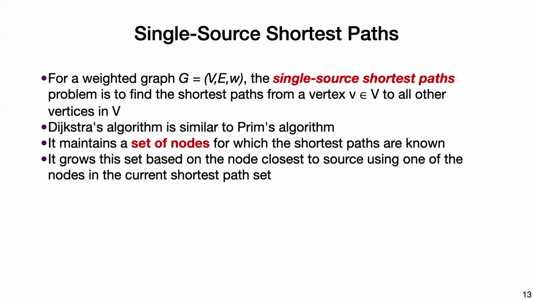Dijkstra's algorithm maintains, similar to the distance vector, the set of nodes for which we have the shortest path so far, and it proceeds by edge relaxation. At every point you add in some new node, and if that reduces the shortest paths, then you have to update the distance vector. And the growing is also the same: you find the node closest to your current set of shortest paths.